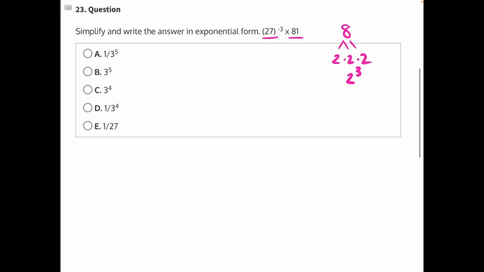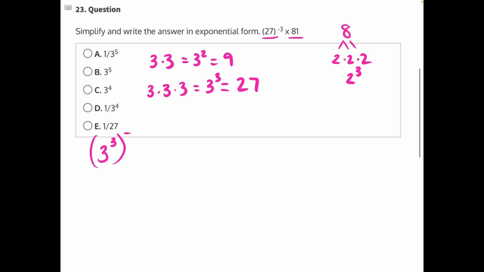So since both of these numbers are odd, I would recommend trying to use the number 3 to achieve this. We know 3 times 3, or 3 squared, is equal to 9. So what is 3 to the third power? That would be the same thing as 9 times 3, which we know is 27. So we can use that to rewrite our first term, 3 to the third power to the negative third power, because of this negative power right here.